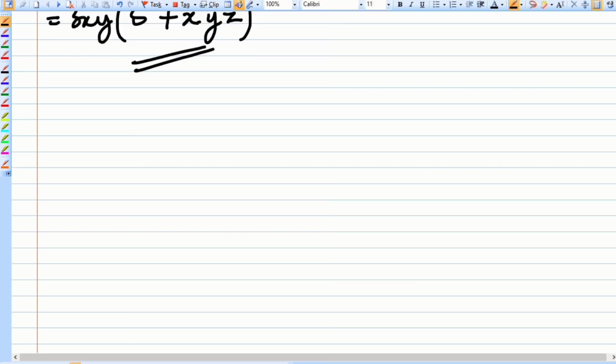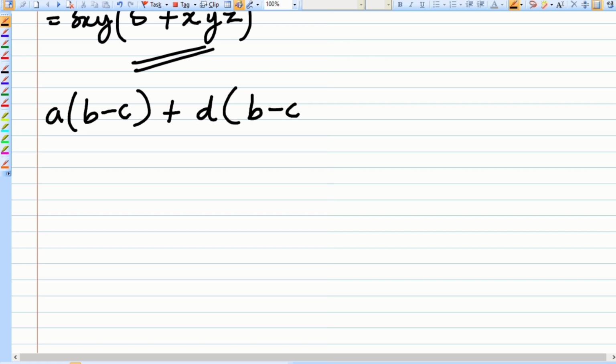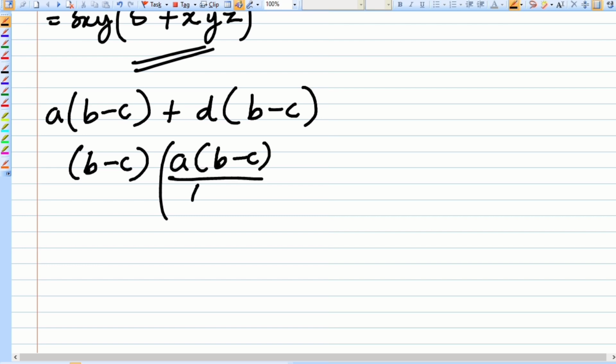Alright, so what if we have another one like this? So we have a into b minus c plus d into b minus c. So you see that b minus c is common now. So we're still going to do the same thing. Our common factor is b minus c. Alright, so we can still open a bracket and say b minus c divided by b minus c, right?